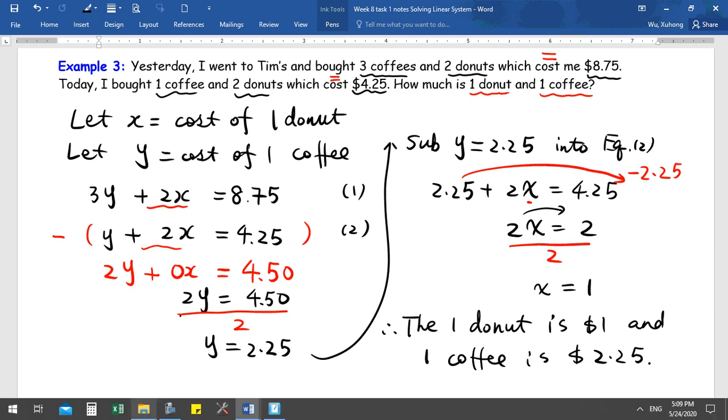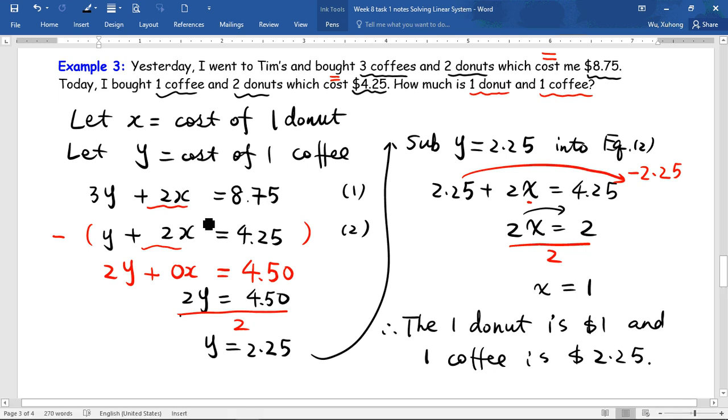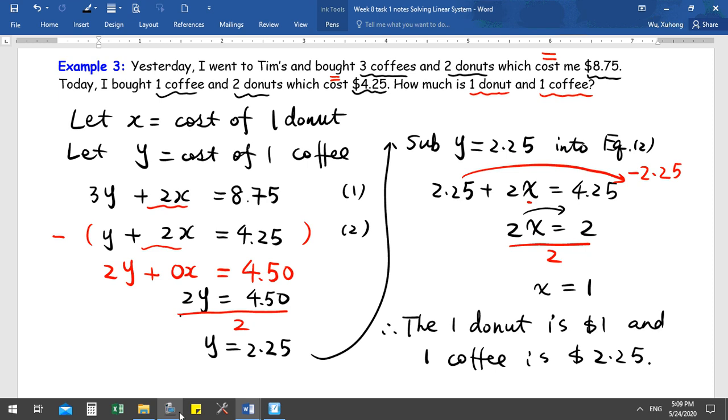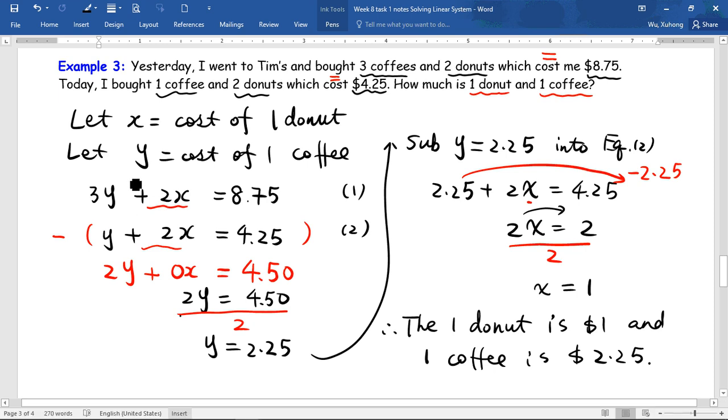And you can always substitute these two numbers back into your equations to check whether each one is right or not. If you check both sides, for this one you add together 3 times 2.25 plus 2 times 1, which gives you $8.75. Then you know your answers are correct. Then you substitute into the other equation to double check.